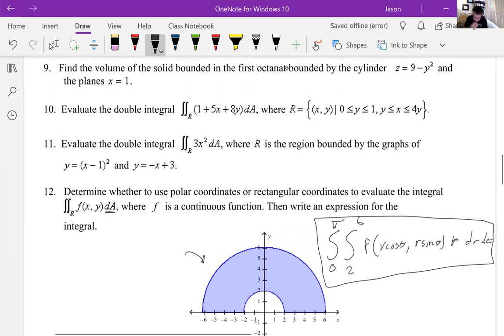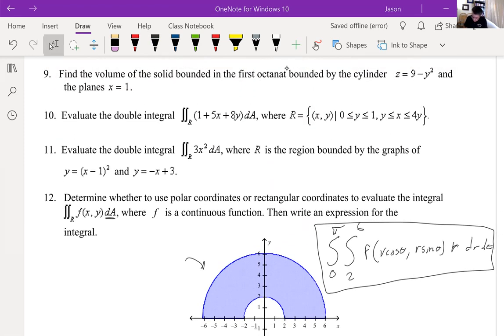Okay, number 11. I was asked for number 11, I think. Okay, evaluate the double integral where R is a region bounded by these graphs.